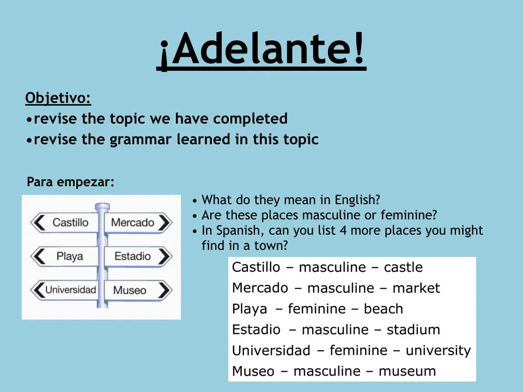Una universidad. It's una. It's feminine. It means university. Museo is also masculine. It's un museo and it means a museum. Well done. Muy bien.